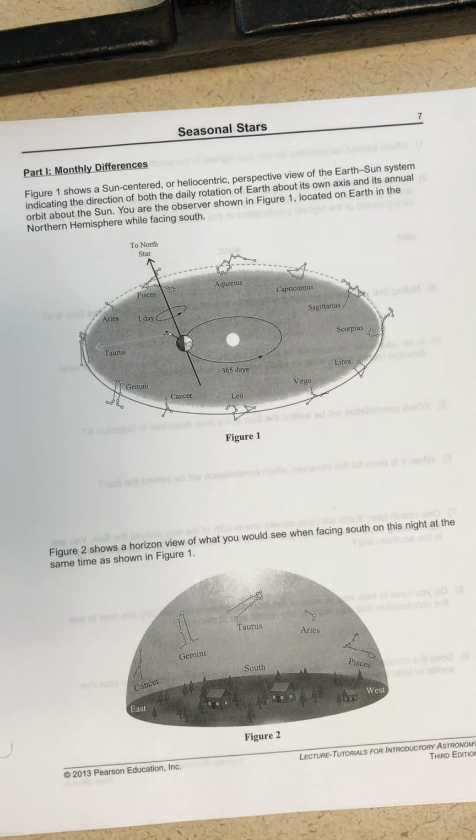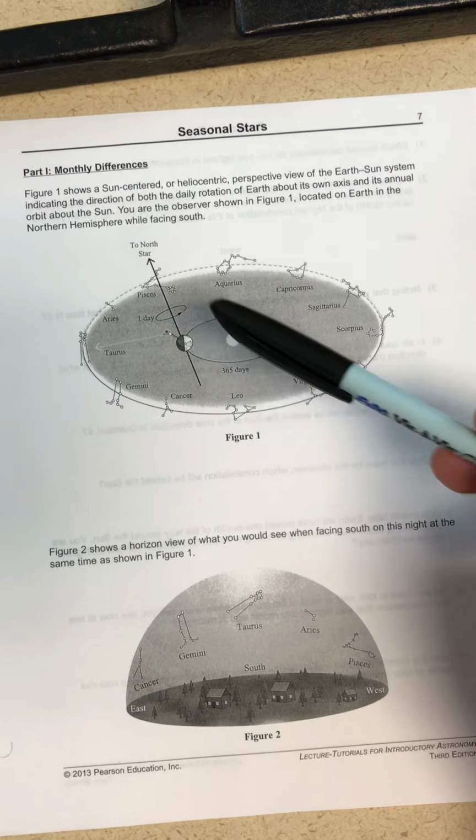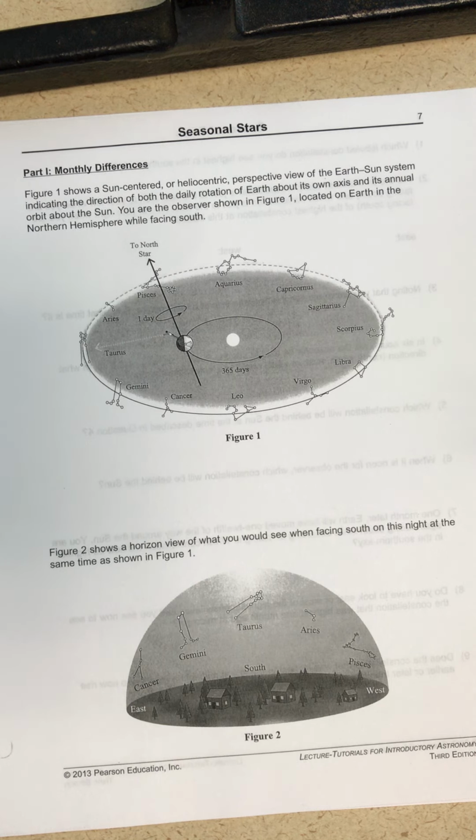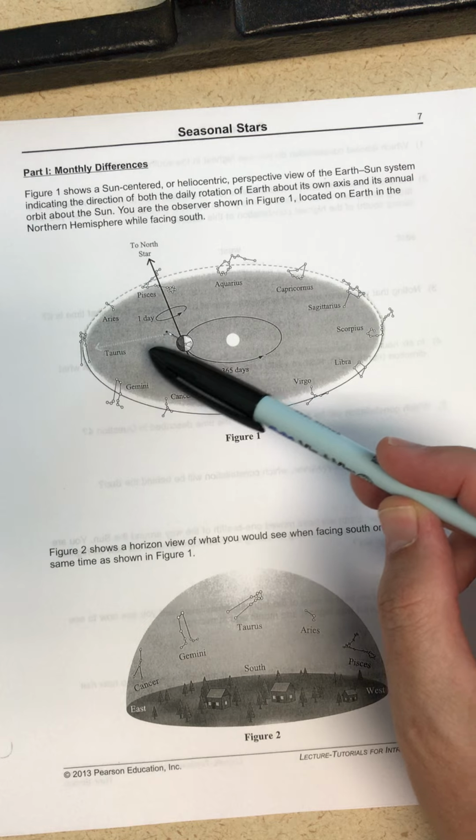Okay, so let's talk about these two figures. Figure 1 shows a sun-centered or heliocentric perspective view of the Earth-Sun system, indicating the direction of both the daily rotation of Earth about its own axis and its annual orbit about the sun. You are the observer shown in figure 1. So you're standing right there. You're located on Earth in the northern hemisphere and you are facing south.